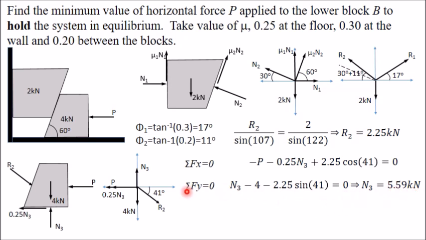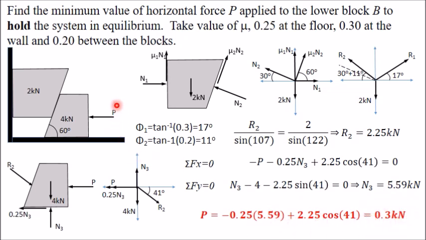But ultimately, you have to calculate this P only. P is in the equation of sigma Fx. Now the value of N3, 5.59 kilonewton, you can put here so that you can get the value of P. So the value of P will be 0.25 N3, with N3 being 5.59 kilonewton. I put this value here and then simplify, and finally you will get 0.3 kilonewton.